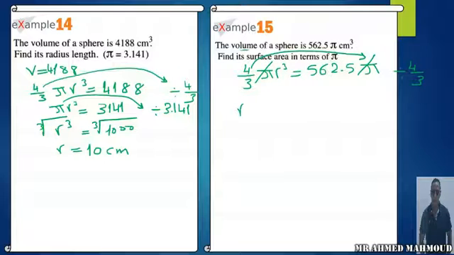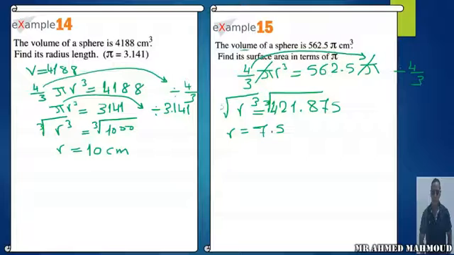Okay, then r to the power of 3 equals this number divided by 4 over 3, which equals 421.875. Then I'm going to take the cubic root of both sides. Then r equals 7.5. Okay, to find the area, it equals 4 pi r squared.